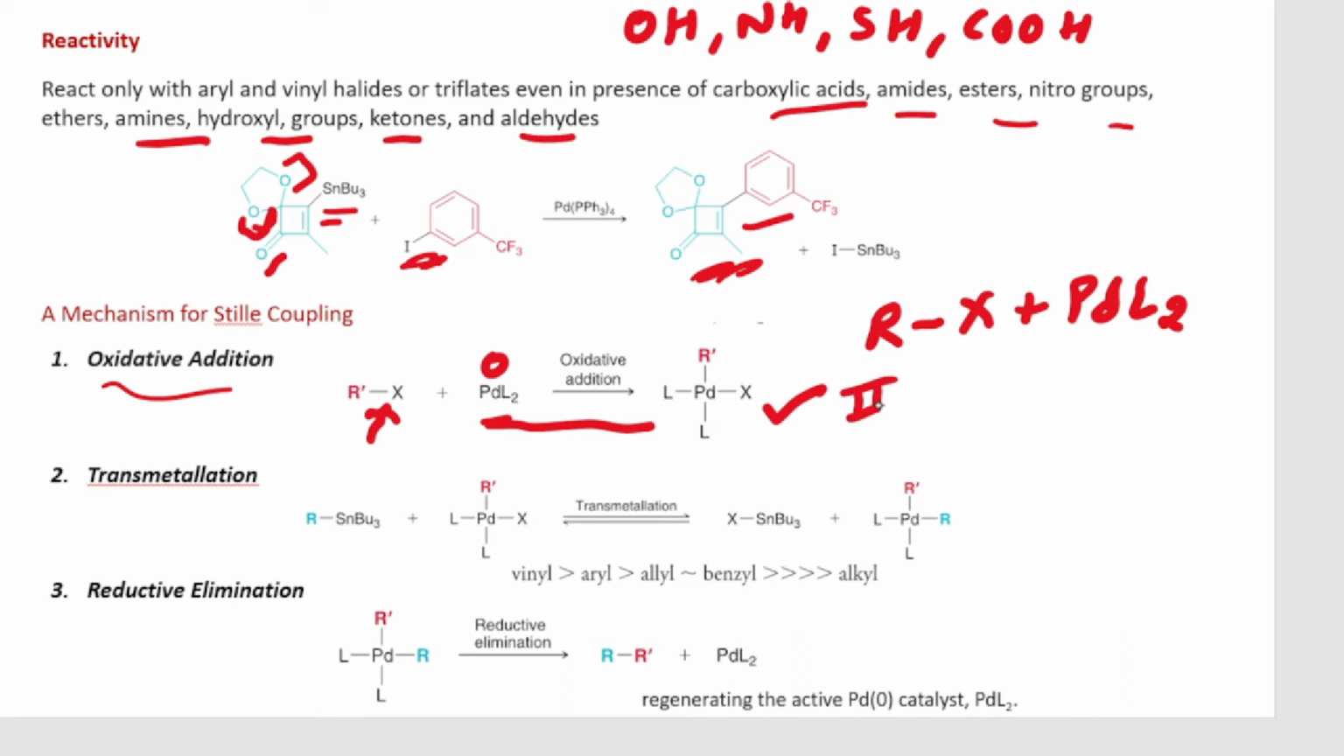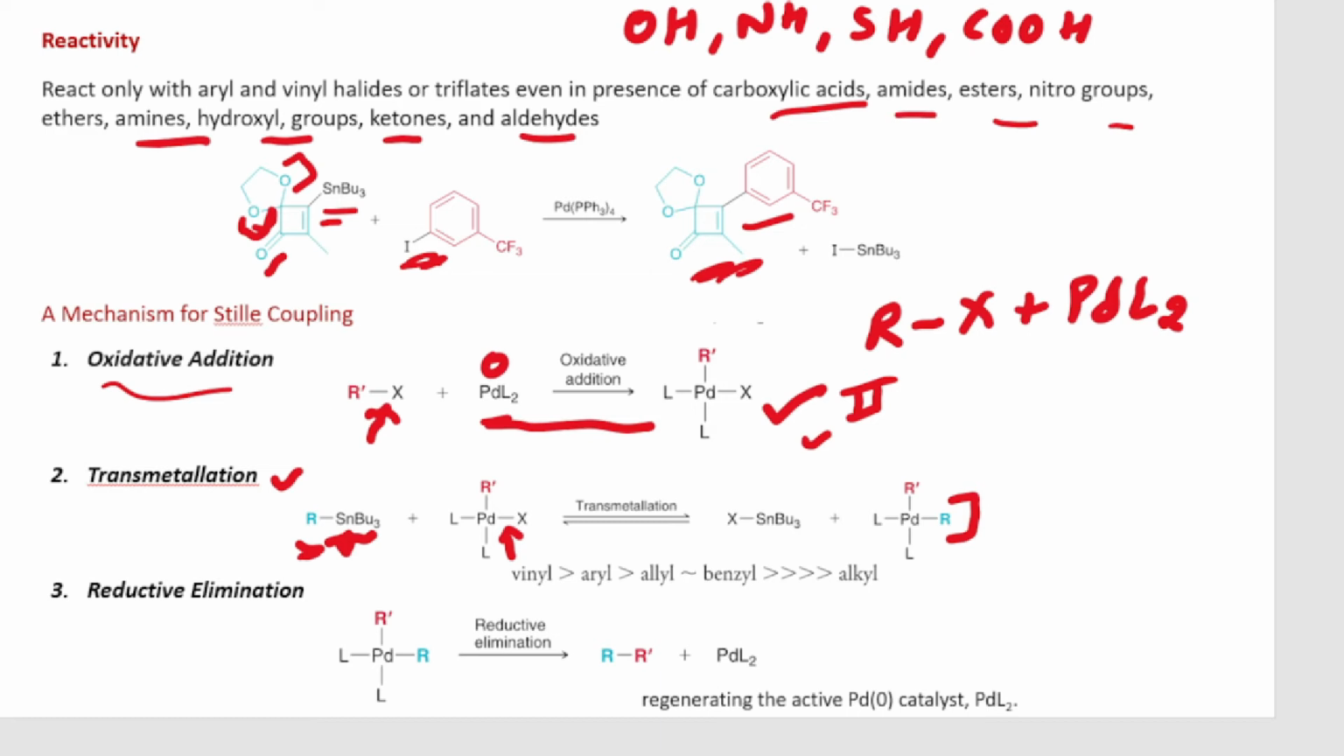Now this complex will react with the organostannane moiety, and transmetallation will happen. What is transmetallation? Transmetallation means exchange of metal. You can see this R group is getting transferred from tin to palladium. So here the R group is now on palladium. So there is transfer of the organic part from one metal to another metal.